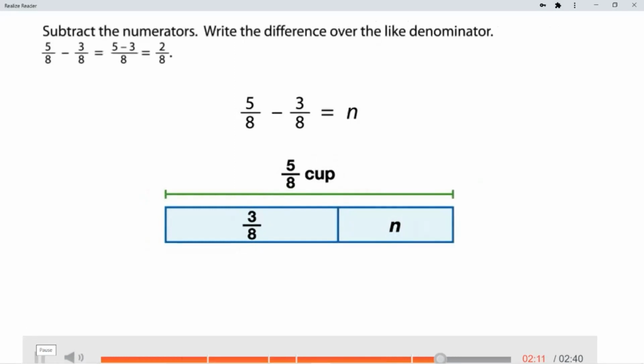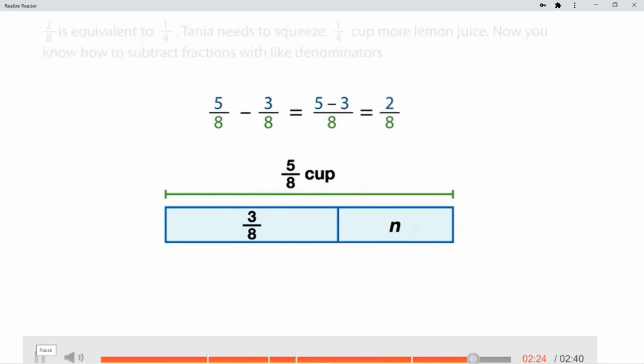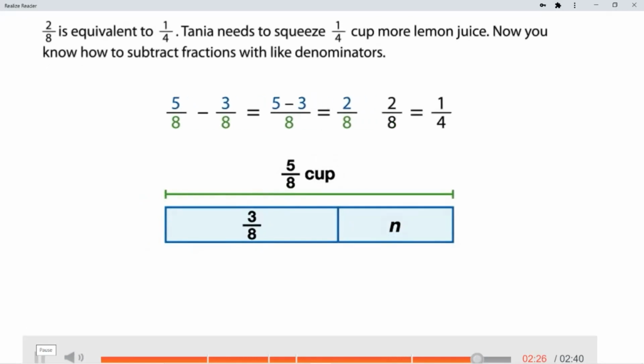Subtract the numerators. Write the difference over the like denominator. 5/8 minus 3/8 equals 5 minus 3 over 8, which equals 2/8. 2/8 is equivalent to 1/4. Okay, let's pause for a second here and take a look at what they did. Now here you can see that they put both numbers over the same denominator. Now our denominator isn't changing. They're both 8s.